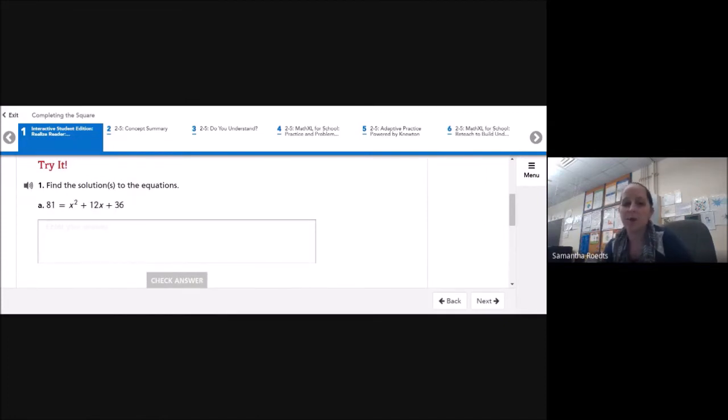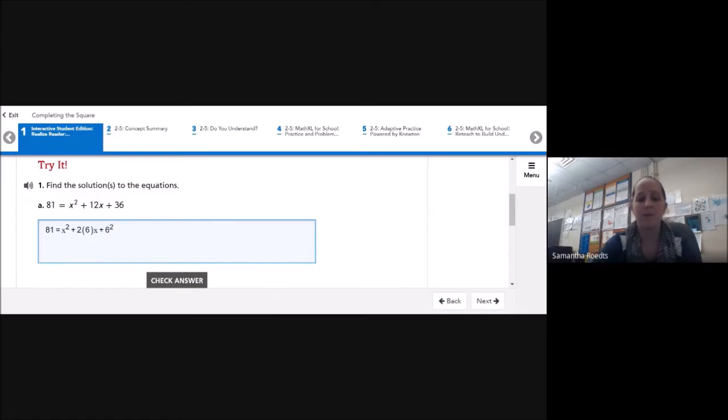Okay. So let's try it out. We want to find the solution to the equation 81 equals x squared plus 12x plus 36. I can notice that 36, if I square root that, that's 6 squared. So I have 81 equals x squared plus 2 times 6x plus 6 squared. So that equals 81 equals x plus 6 squared. Okay, you can always double check that x plus 6 squared is in fact x squared plus 12x plus 36. I'm multiplying x plus 6 times x plus 6.